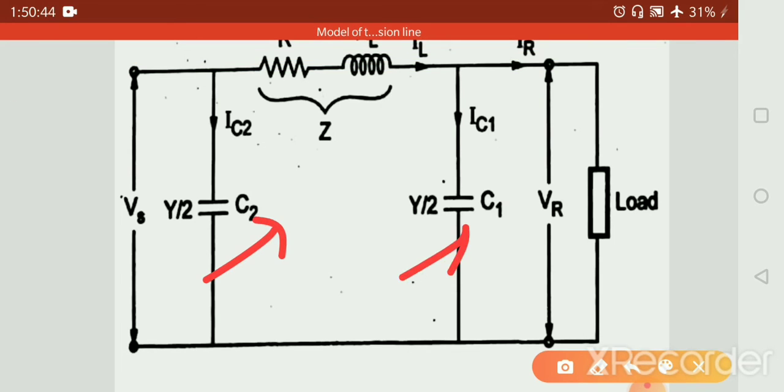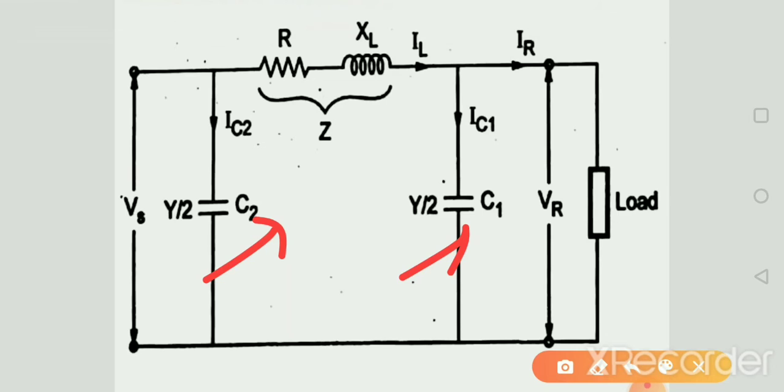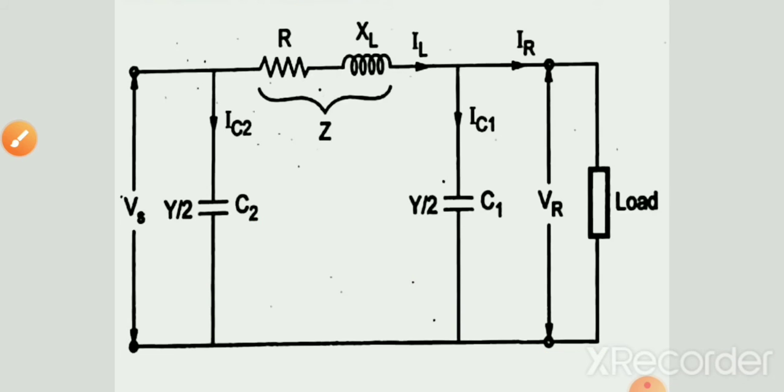Here you can see the total capacitance is divided into two halves. One half is connected to the load side and the other half to the sending side. Here all the parameters, like in the T network, R plus jXL, are denoted by Z, and we have two capacitances C1 and C2, and the admittance of each capacitor is Y by 2.